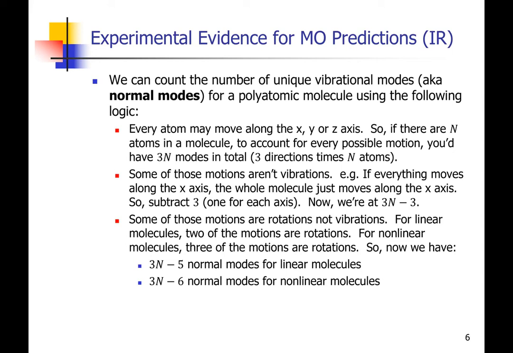But if every atom just moves along the x-axis, that's not a vibrational mode. That's the molecule moving along the x-axis. That's translational motion. Same with the y, same with the z. So we have to subtract 3 off of our total set of options. And then we also have to remove some options that correspond to rotations, because this form of spectroscopy looks at vibration, not rotation. And so we wind up with linear molecules having 3 times the number of atoms minus 5 possible vibrational modes, and nonlinear ones having 1 less.